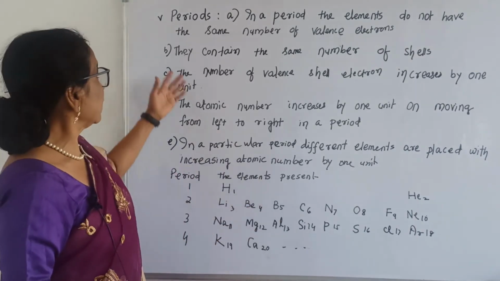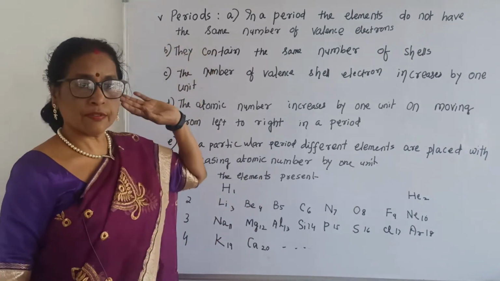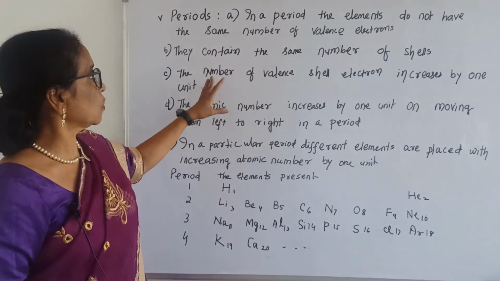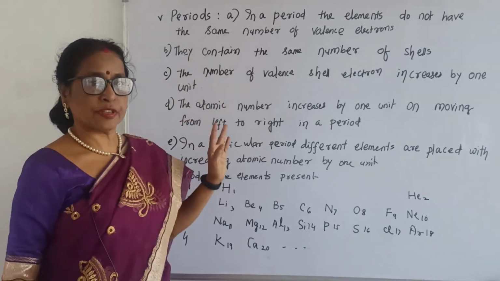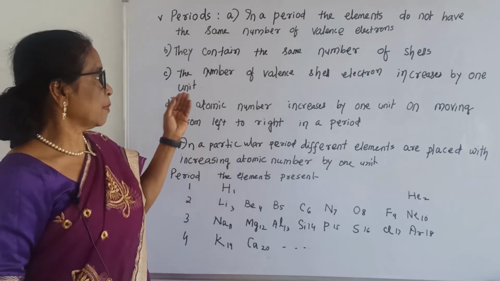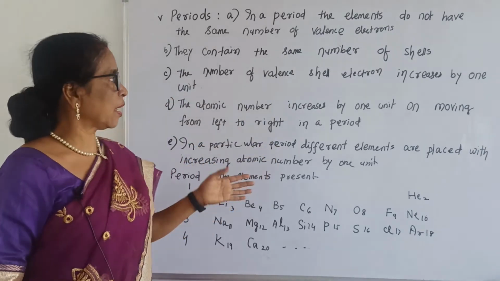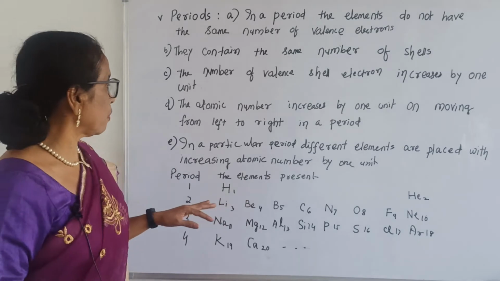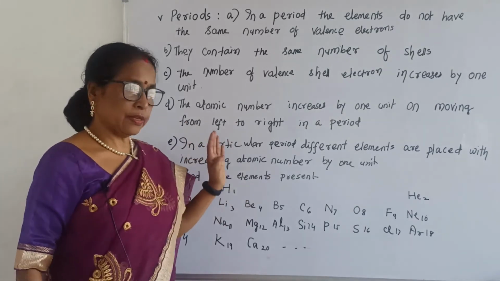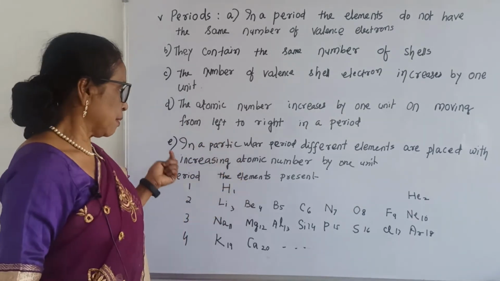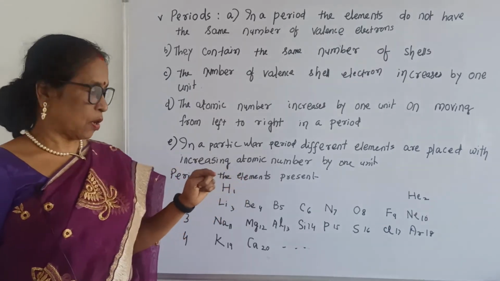periodic table. Again see, periods mean there are 7 periods, that is 7 horizontal rows. In a period the elements do not have the same number of valence electrons; valence electron increases 1 by 1 as atomic number increases 1 by 1, and in a particular period different elements can be placed, as atomic number increases by 1 unit.